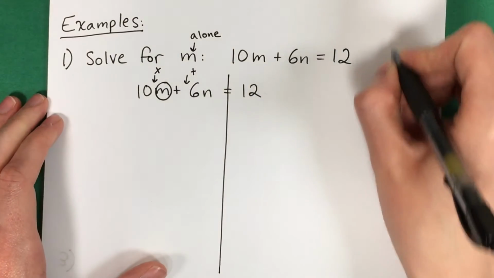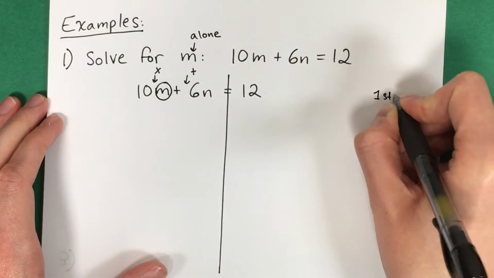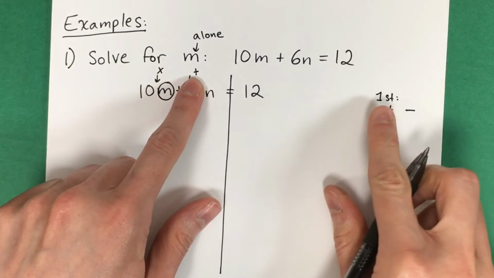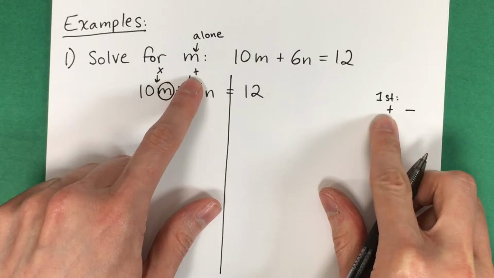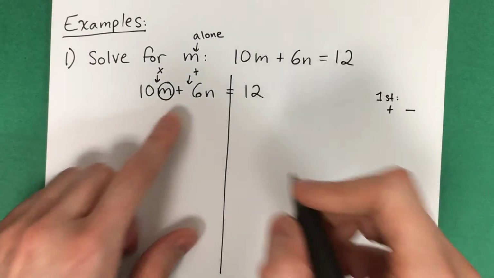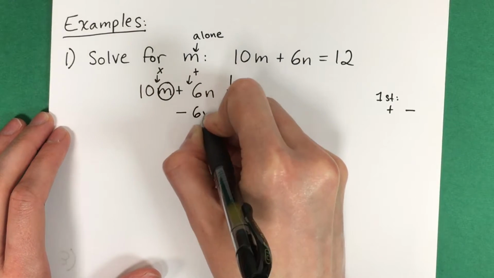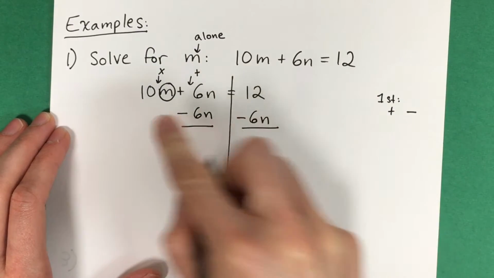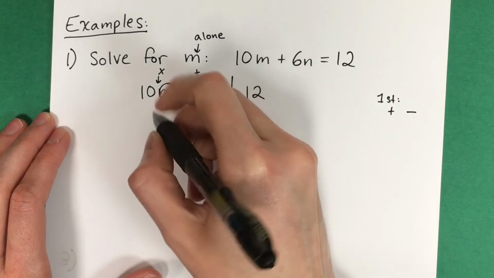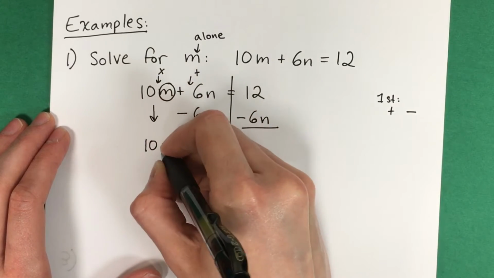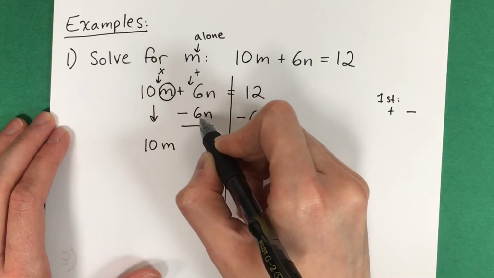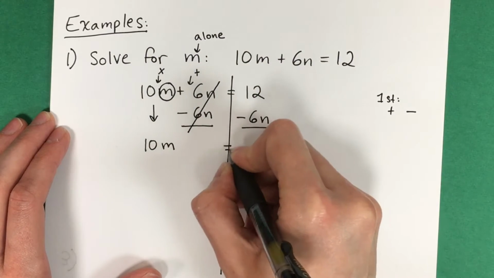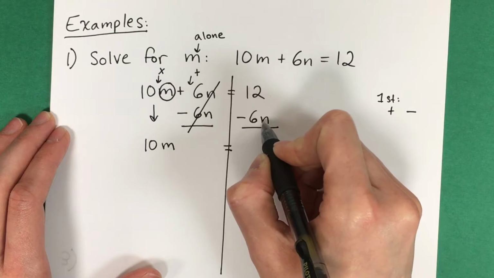Now I want you to remember, first is plus or minus. So plus is first. We're going to do that first. The opposite of plus is minus. So minus 6n, and copy minus 6n. Here there's nothing. I'm going to go ahead and copy 10m. 6 minus 6 is 0. I'm going to cancel. Equals 12 minus 6n.